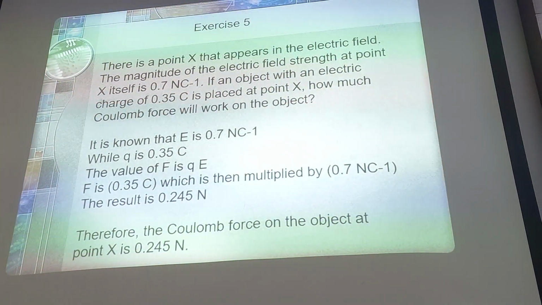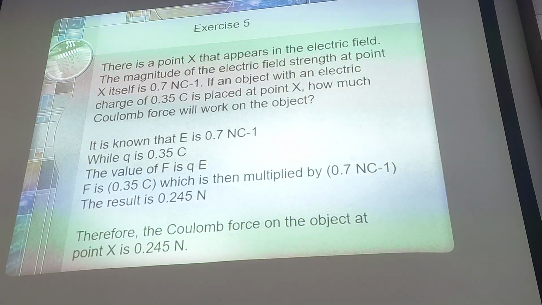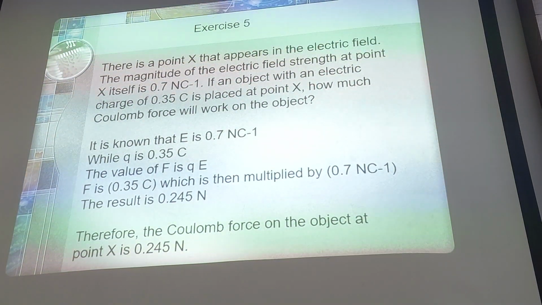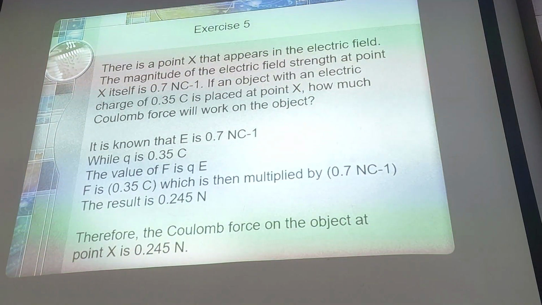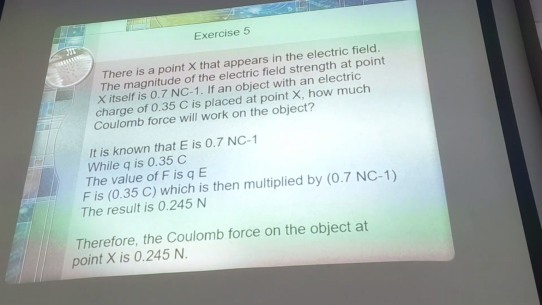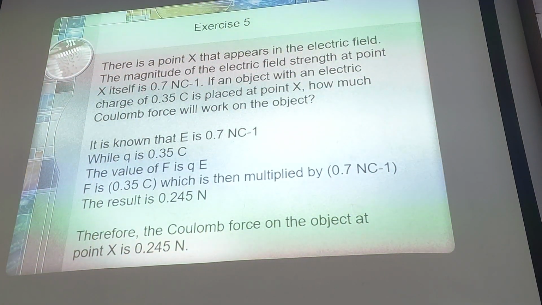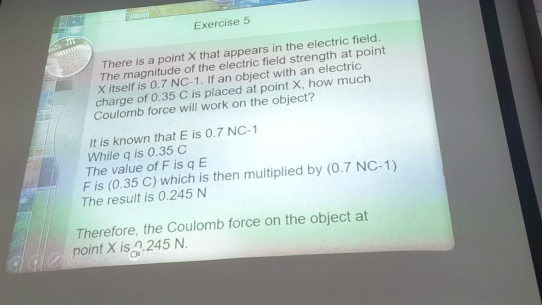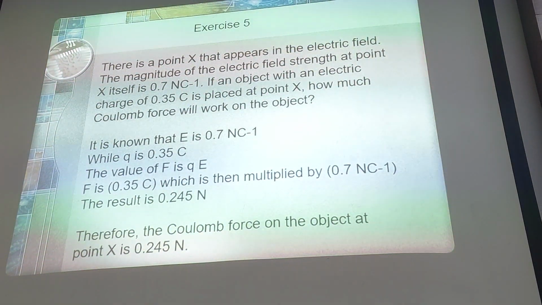If an object with an electric charge of 0.35 coulomb, this is the Q, is placed at point X. So point X has an electric field of 0.7, but then an electric charge is applied to that point X. How much Coulomb force will work on the object? So we have the electric field, in this case E equal to 0.7, and then we have the Q, which is 0.35.